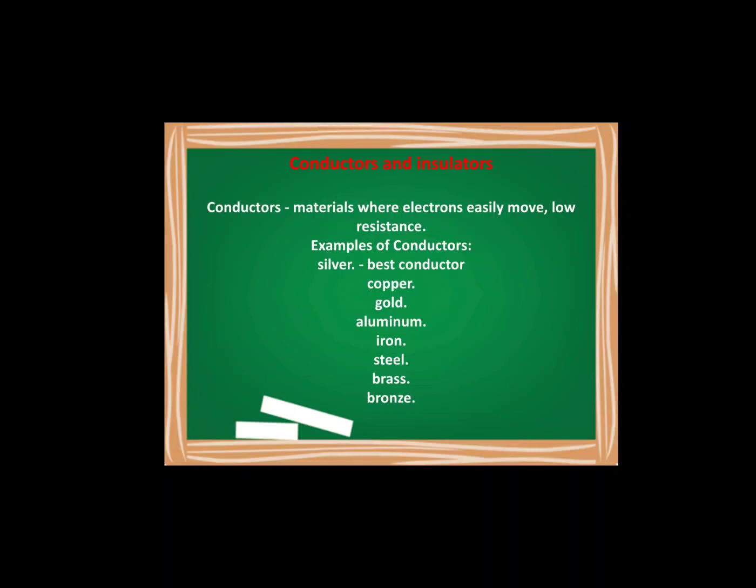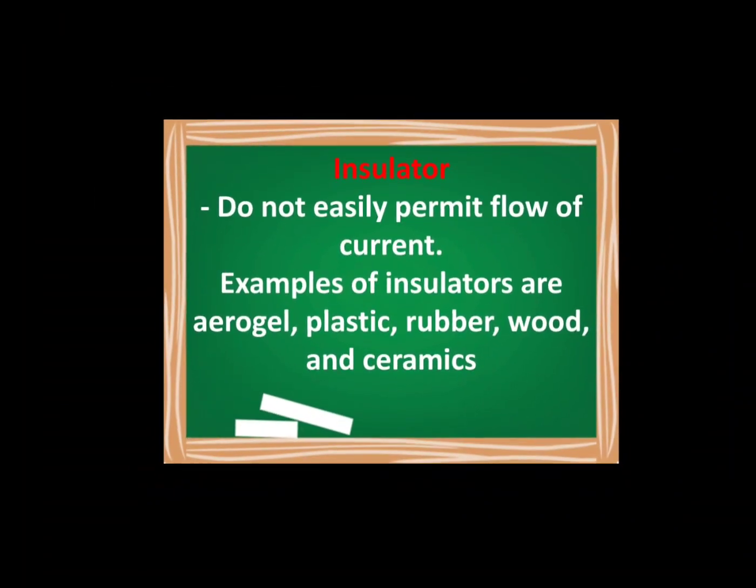Now let's talk about conductors and insulators. When we say conductors, it is the materials where electrons easily move. So pag sinabi natin conductors, electrons easily move, and it has low resistance. So we have here examples of conductors: silver, copper, gold, aluminum, iron, steel, brass, and bronze. Pag tinanong sa board exam na what is the best conductor, ang sagot dyan is silver.